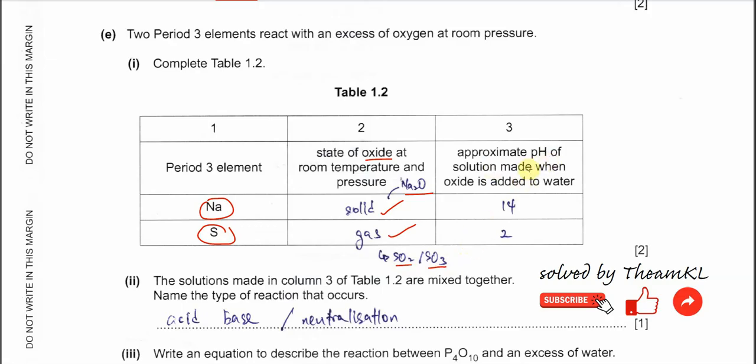And the pH of the solution made when this oxide is added to water. Sodium oxide added to water forms sodium hydroxide. So the pH is around 14. Sulfur dioxide, when it dissolves in water, will form sulfurous acid, H2SO3. Sulfur trioxide, when it reacts with water, will form H2SO4. So the pH is very low. You can put 1 or 2. It's better to just put 2.